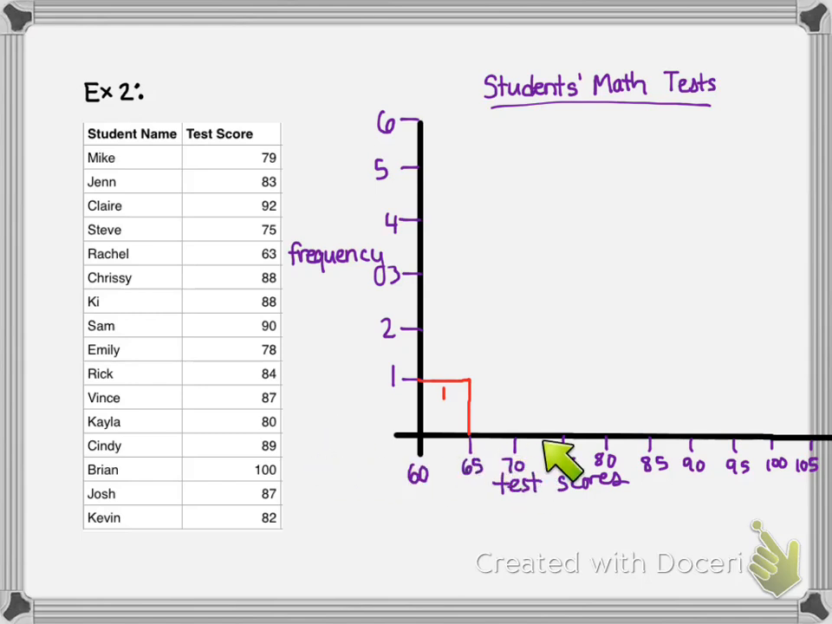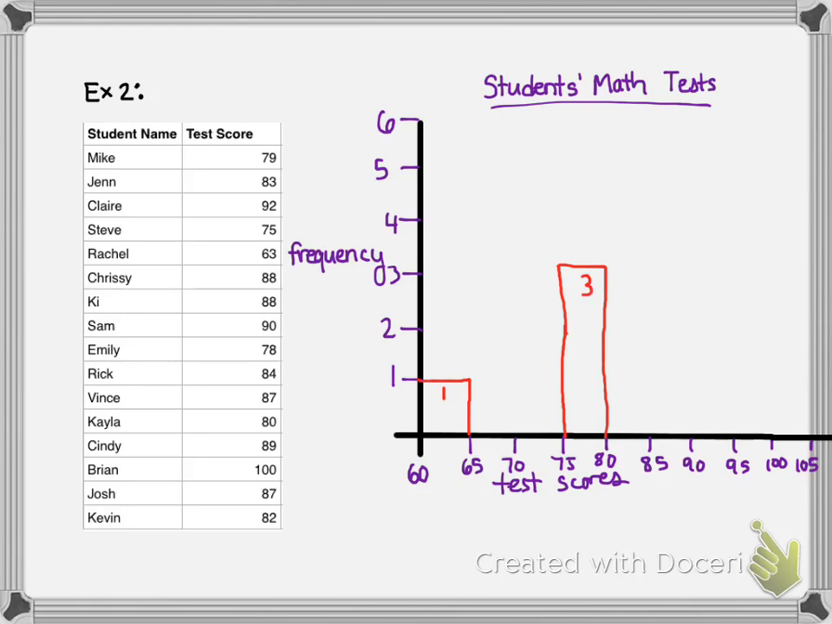Between 70 and 75, but not quite touching 75, let's see. There's a 75, but again, that's going to go with the next bar, so nothing. Then 75 up to 80, but not including 80, so 75 to 79. We have 1, 2, 3, and that's it. So between 75 and 80, this bar is going to be 3 tall. And I'm going to put a little 3 there so that I can tell it's 3.